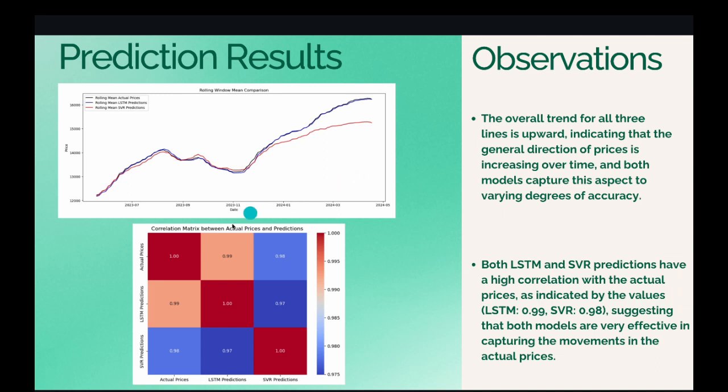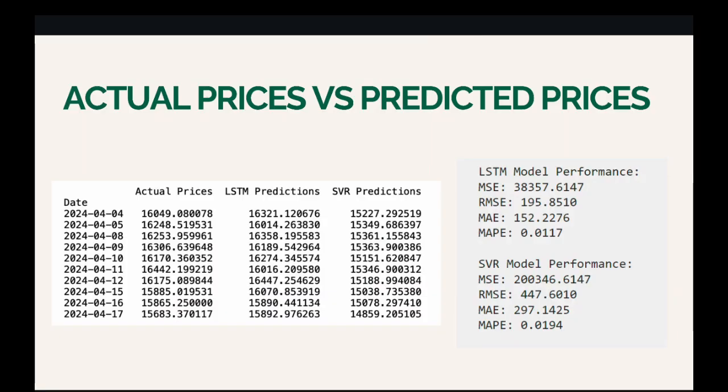The correlation values between the LSTM and SVR predictions and the actual prices are very high. Sorry, LSTM is at 0.99 and SVR is at 0.98. This suggests that both the models are pretty effective. So these are actual prices versus predicted prices.